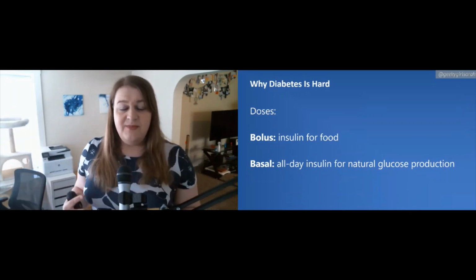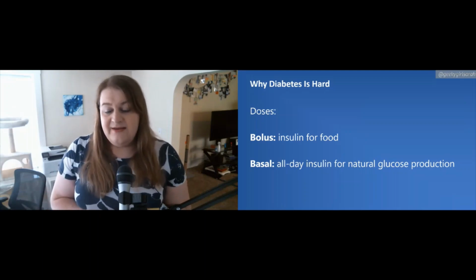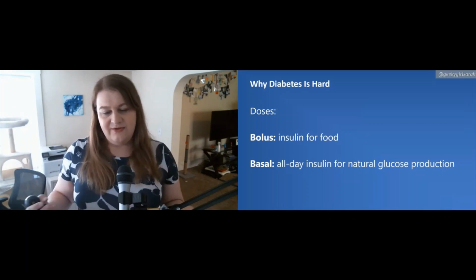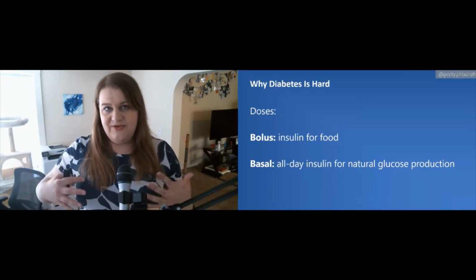But your liver also makes glucose throughout the day as well. So you need that all-day insulin for the natural glucose that's going on in your body. Otherwise, you will just naturally build up.